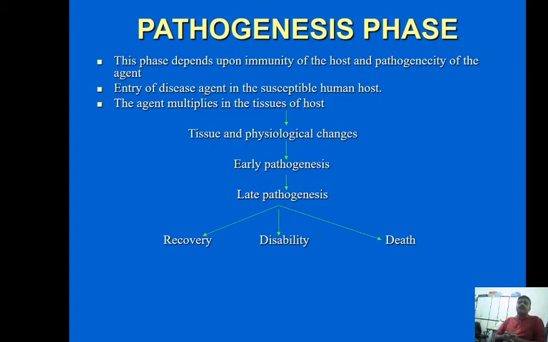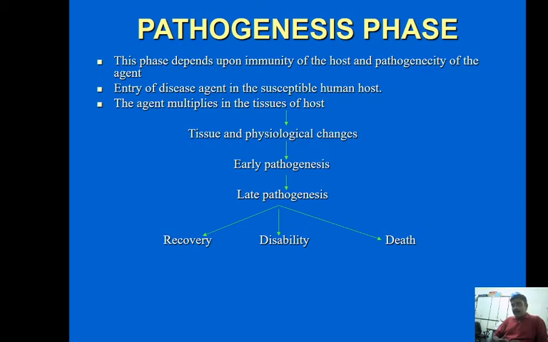The pathogenesis phase basically depends upon the immunity of the host and the pathogenicity of the agent. So that's what I was saying. Most of the people who are exposed to COVID don't end up getting COVID. Of those who do get COVID, 60 to 80% are either mildly symptomatic or asymptomatic. Only 20 to 30% of the people actually have severe or moderate disease.